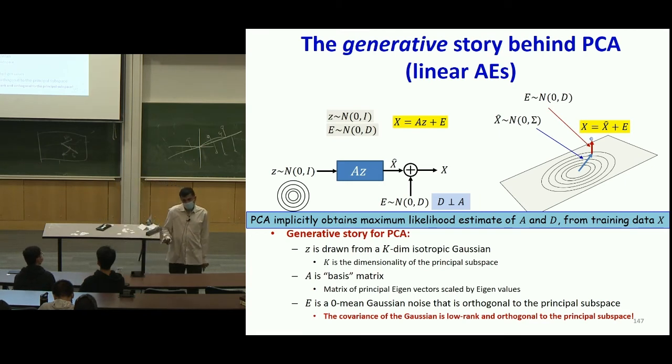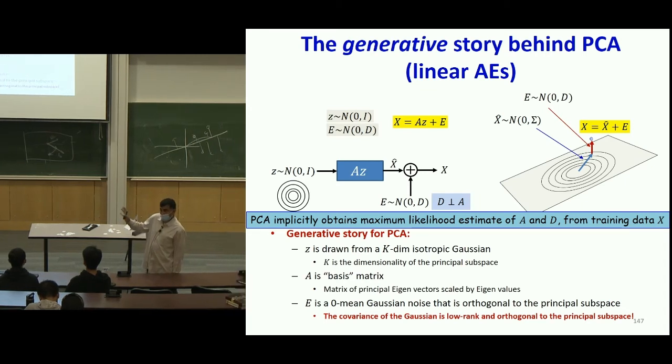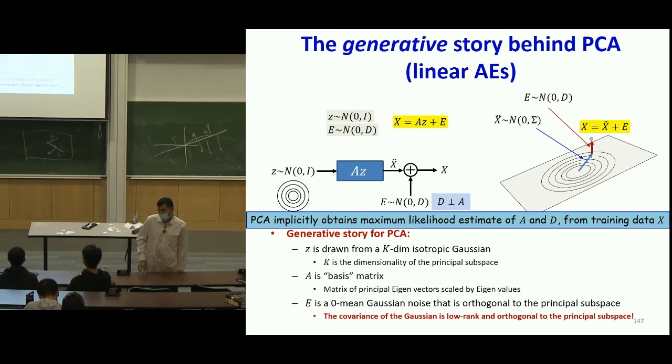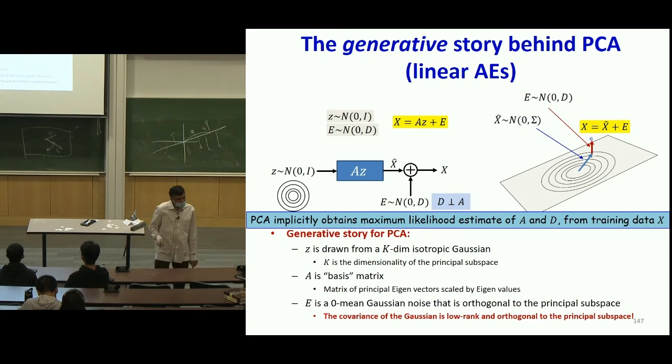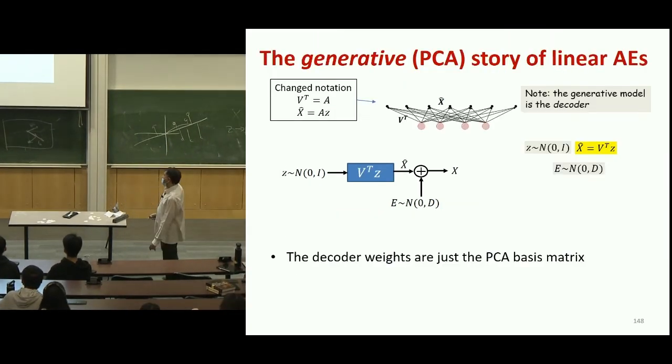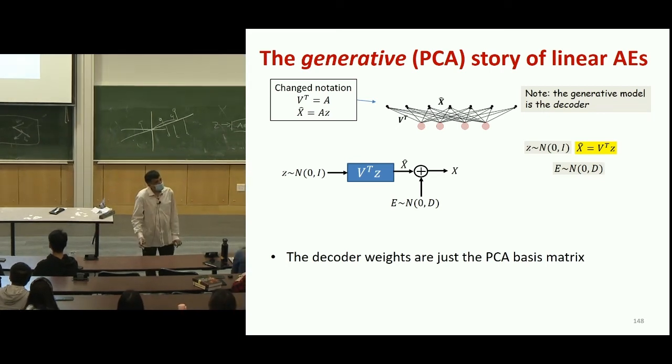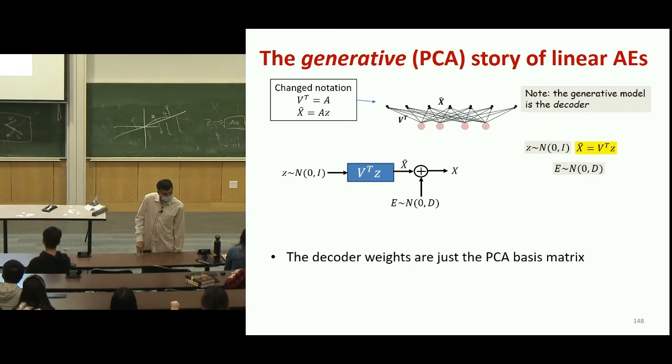That's what PCA is actually performing, right? For those of you who have encountered PCA, it's a maximum likelihood estimate. Now, if you think of this in terms of our autoencoder, then this was the decoder, right? The decoder had some weights matrix. If you had an autoencoder with linear activations, this was the decoder.